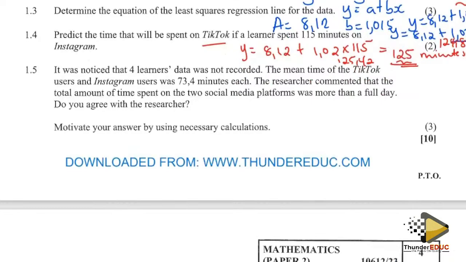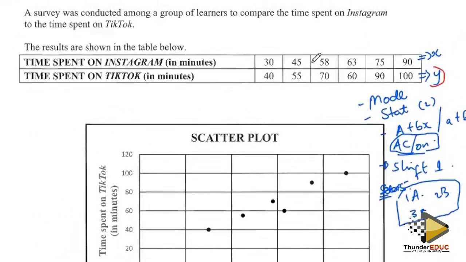Then 1.5, it was noticed that 4 learners' data was not recorded, and the mean of the TikTok and the Instagram was 73.4 minutes. The researcher commented that the total amount of time spent on the 2 platforms was more than a full day. Do we agree or disagree? We know that initially we have 6 pieces of data, 2, 4, and 6.